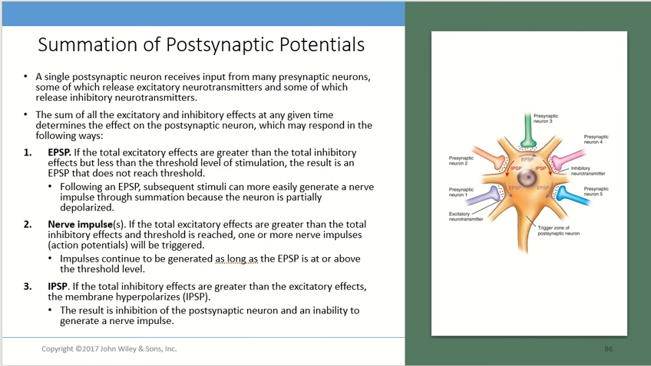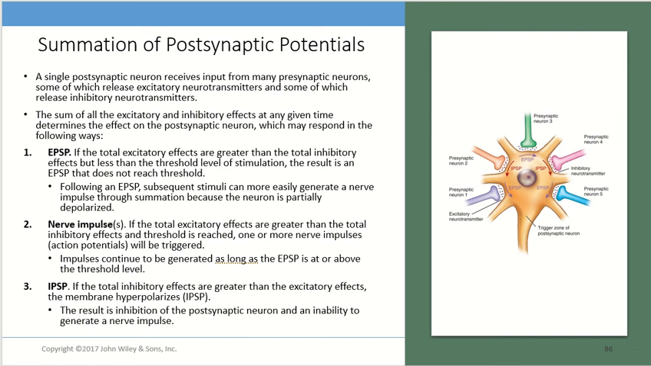The first option is for an EPSP to occur. If the total excitatory effect is greater than the total inhibitory effect, but it's less than the threshold level of stimulation, then the result is going to be an EPSP that does not reach threshold. So it's close. It's almost excitatory, but it doesn't quite make the cut. Following an EPSP, subsequent stimuli can more easily generate a nerve impulse through summation because the neuron is already partially depolarized.